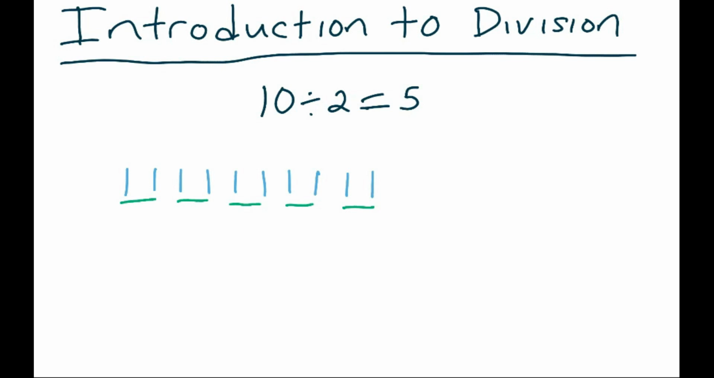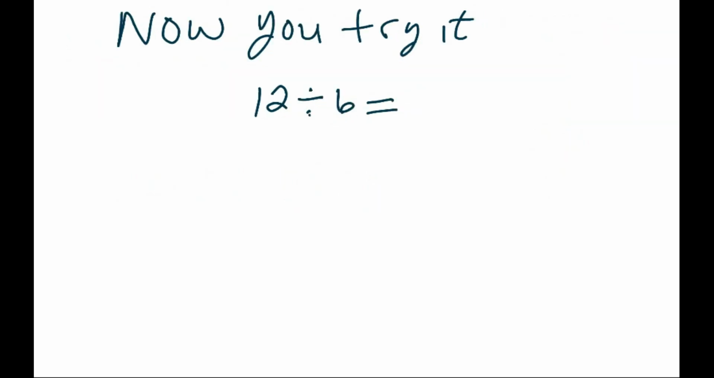Now, let's say we wanted to check our answer to make sure that was correct. We could multiply. If we multiply 2 times 5, we should get 10. And 2 times 5 equals 10. Therefore, our answer is correct. 10 divided by 2 equals 5. You can use multiplication to check your answer.